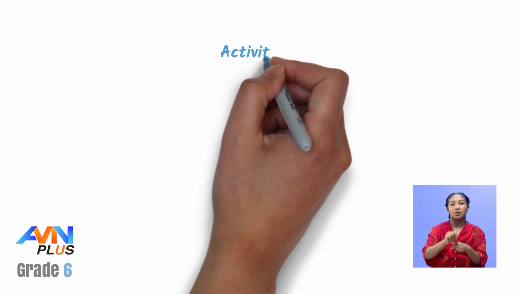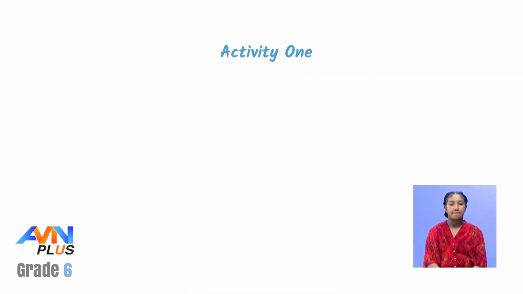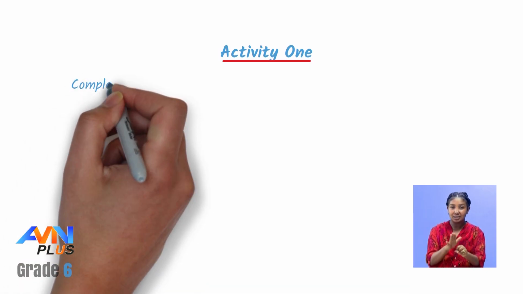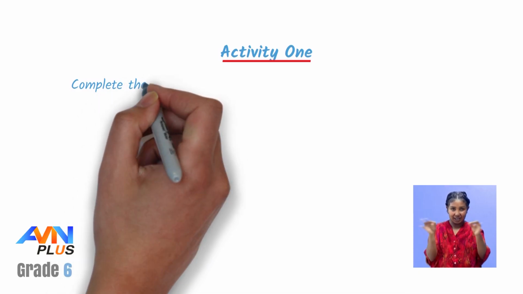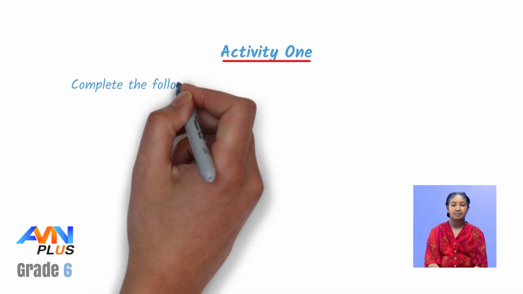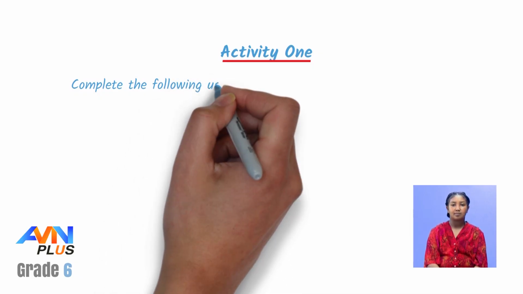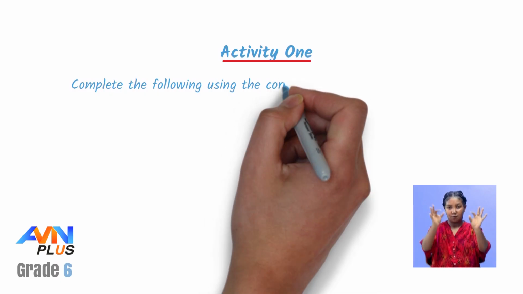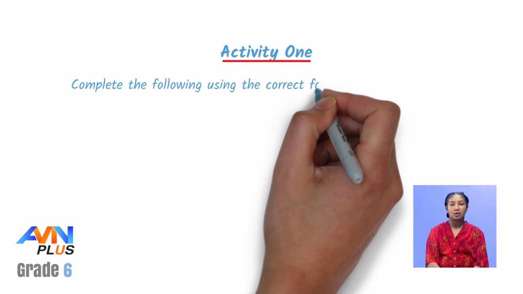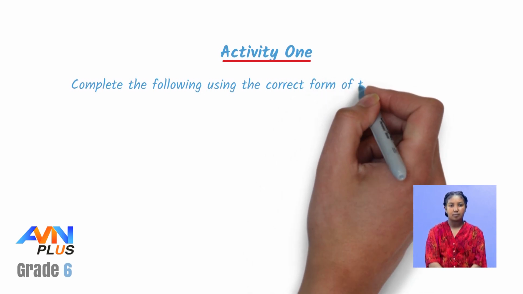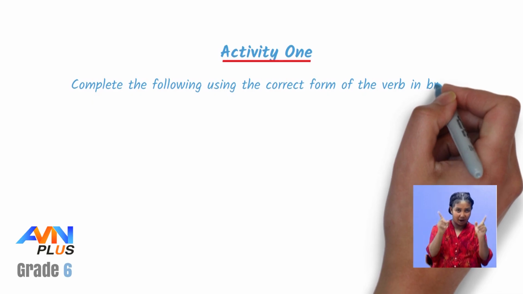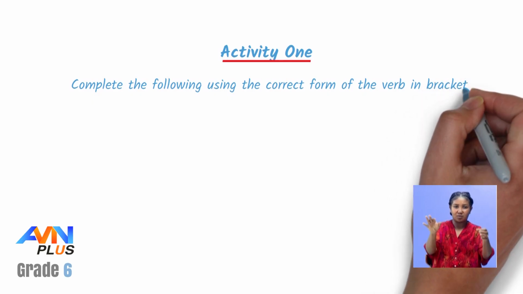Activity 1. Complete the following sentences using the correct form of the verb in brackets. Okay?